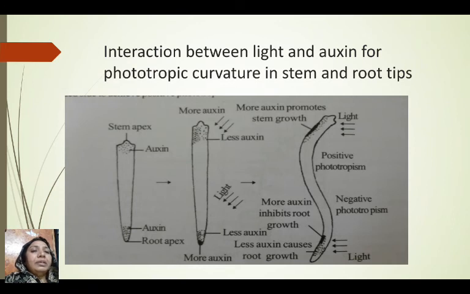Here you can see that in the first figure the stem and root apex are straight, in a straight line, because they receive the light from all directions. But when the stem and root apex are supplied with light only from a single side, or unidirectional, at that time the auxin which is produced by the plant parts is found to be concentrated on the shade side, meaning the part which is not exposed to the light.